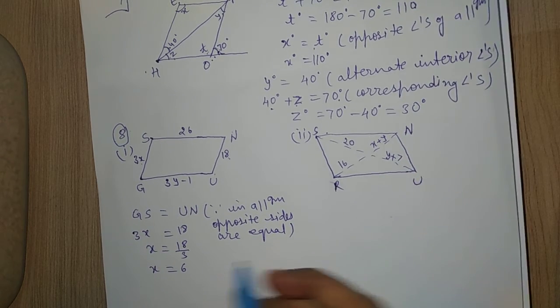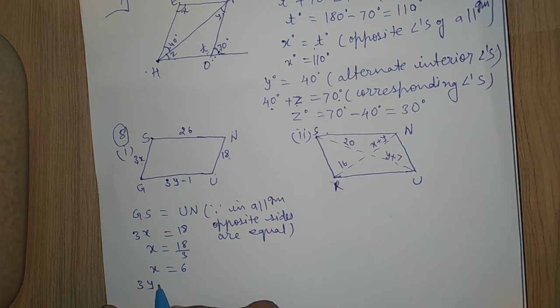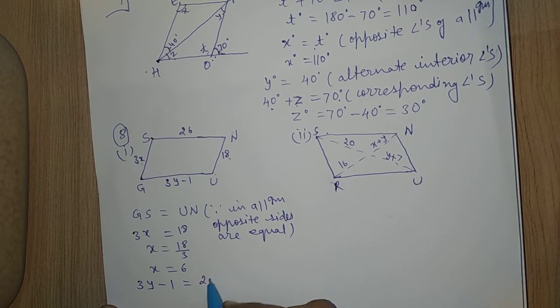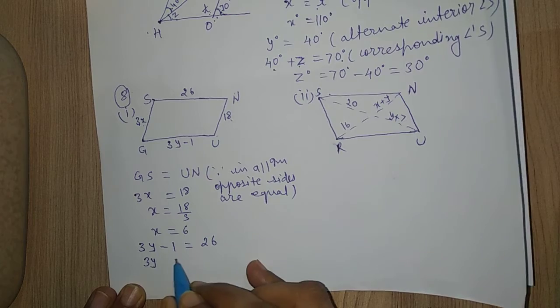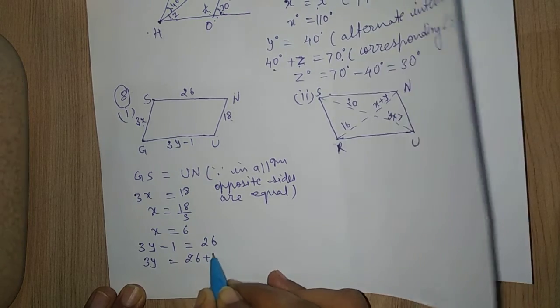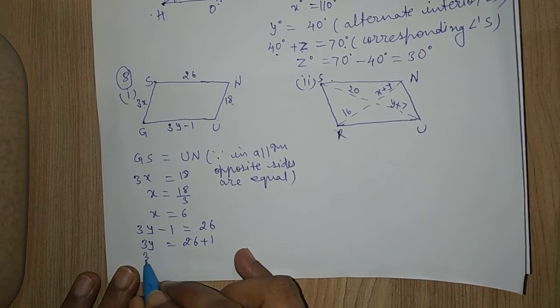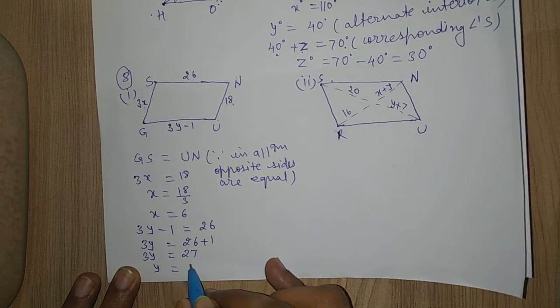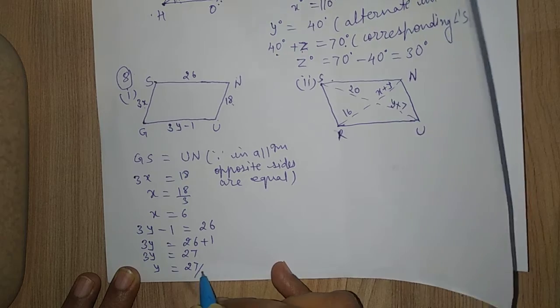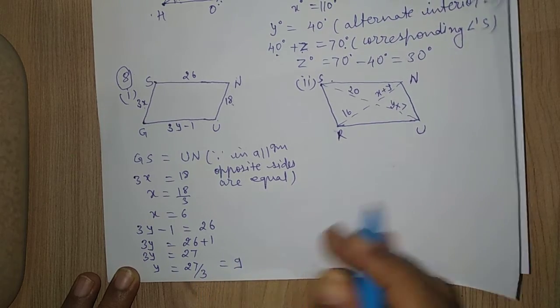Similarly 3y minus 1 is equal to 26. So 3y is equal to 26 plus 1. So 3y is equal to 27. So y is equal to 27 upon 3, that is 9.